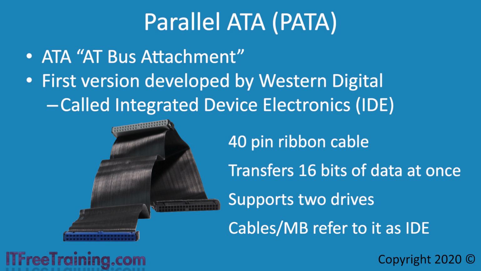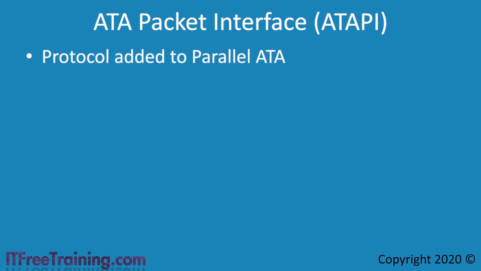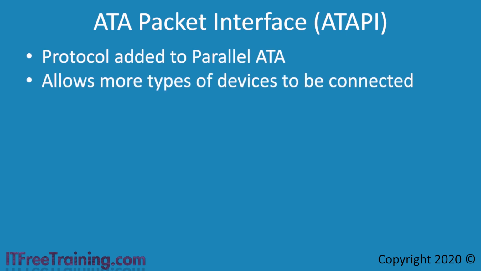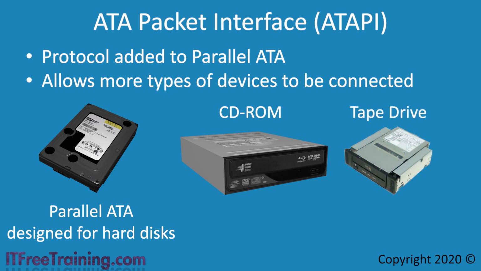Originally, the standard was designed to be used with hard disks. However, the standard was later changed to include other devices. To add additional devices, the ATA Packet Interface Protocol was added. This protocol allows different types of devices to be connected. The original parallel ATA design was made only to be used with hard disks, or devices that emulated a hard disk. Some devices have additional features that are not found in hard disks. For example, devices like CD-ROMs and tape drives have the ability to eject media, whereas a hard disk does not.